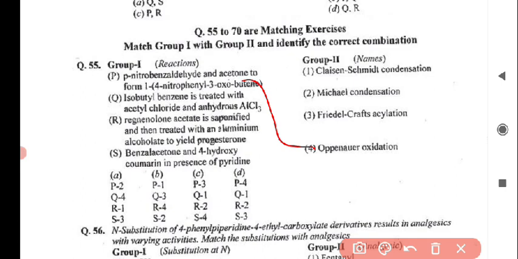While the isobutyl benzene is treated with acetyl chloride and anhydrous AlCl3, so it is Claisen-Schmidt condensation. Next option is pregnenolone acetate is saponified and then treated with an aluminium alcoholate to yield progesterone. So this is Michael condensation. And the next option is benzyl acetone and 4-hydroxycoumarin in presence of pyridine. So it is a type of Friedel-Crafts acylation. So for this question, option D is correct.